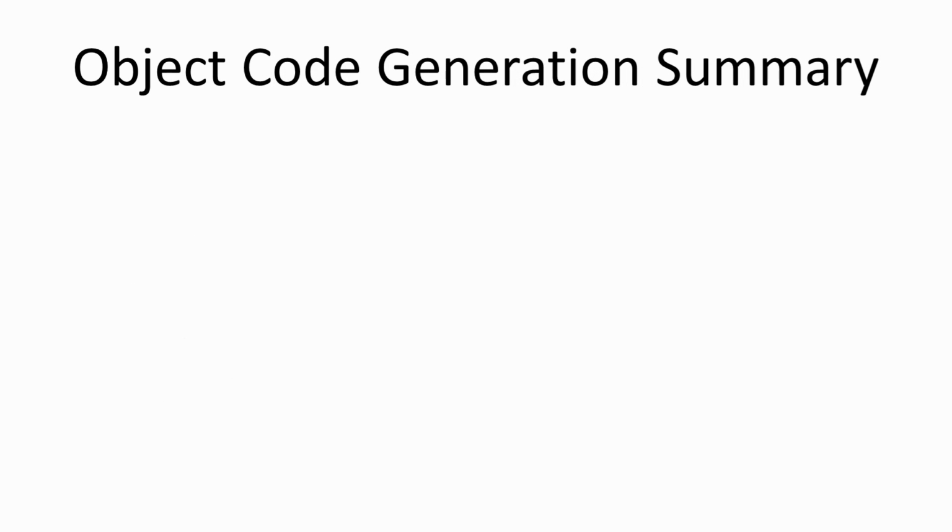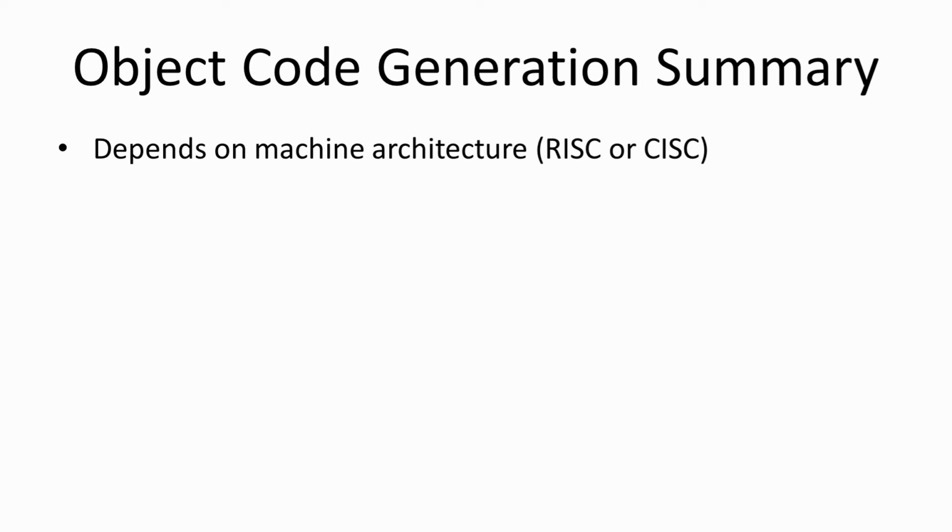To summarise, object code generation is perhaps the most complex stage of compilation. It depends very much on the machine architecture because this dictates the size and complexity of the instruction set and the number of memory addressing modes and CPU registers available. Object code generation is relatively straightforward for reduced instruction set computers, particularly if there's already a good low-level intermediate representation to work with, but it's considerably more involved for complex instruction set computers.